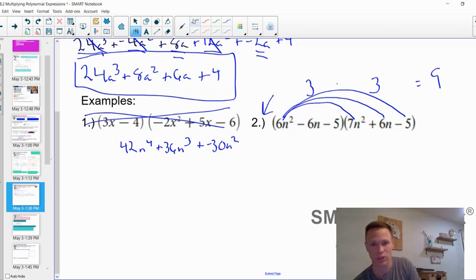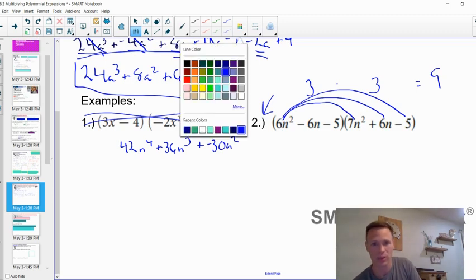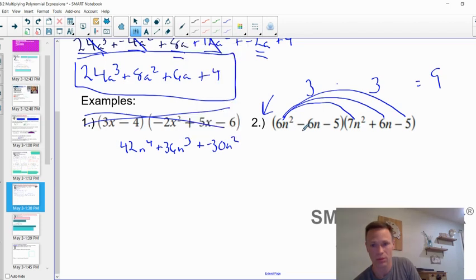And now I need to switch to the next set of terms, the negative 6n. So negative 6n times 7n squared, that's going to give me a negative 42n to the 3rd, plus negative 6n times 6n, that's going to give me a negative 36n squared. And then negative 6n times negative 5, that's going to give me a 30n.